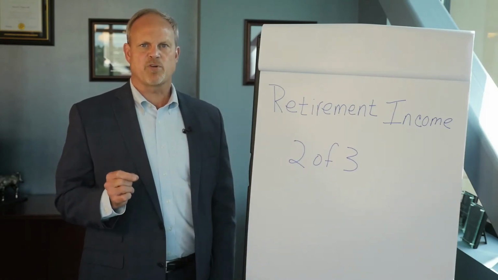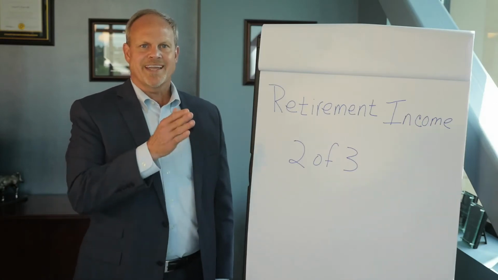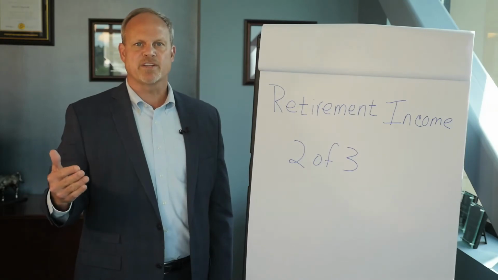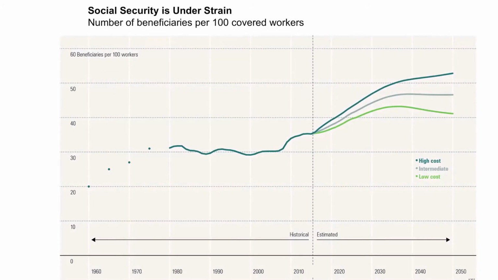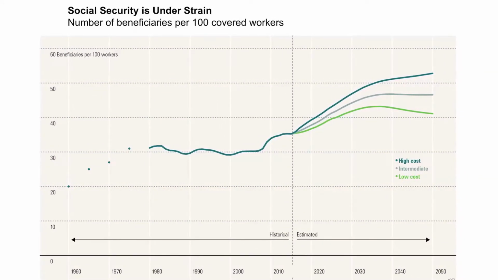The Social Security program is referred to as a pay-as-you-go system. In other words, it is supported by the taxes from the current workers to pay the benefits of the current retirees. This chart is based on information from the Social Security Administration's website, and it shows the number of people receiving benefits per 100 workers paying into the system under 3 different scenarios. The scenarios are the low cost, intermediate cost, and high cost of Social Security.